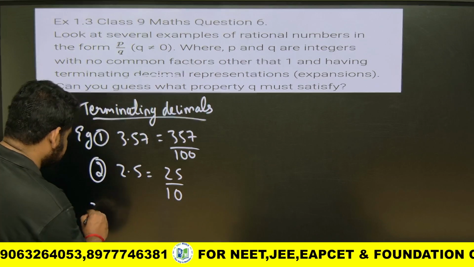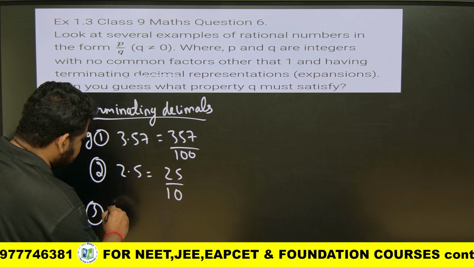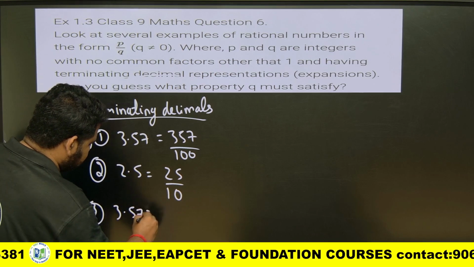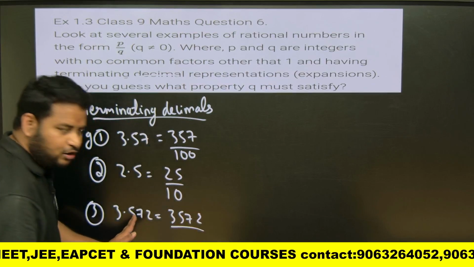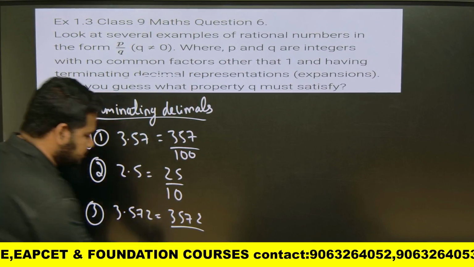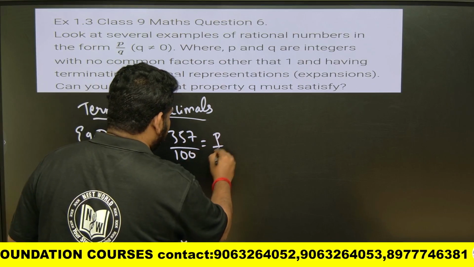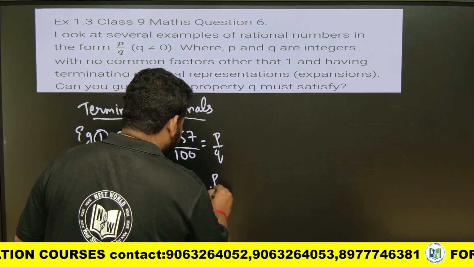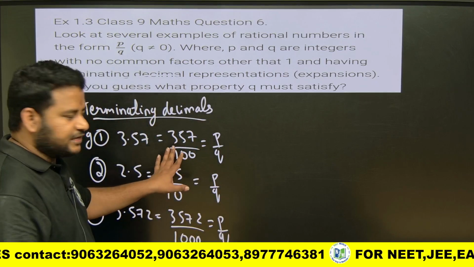Suppose I write another example. Let me write it as 3.572. So, this can be written as 3572 divided by, after the decimal, how many digits are there? 3 digits. So, 1 followed by 3 zeros. So, this is of which form? P by Q form. Now, let us look at the denominators.